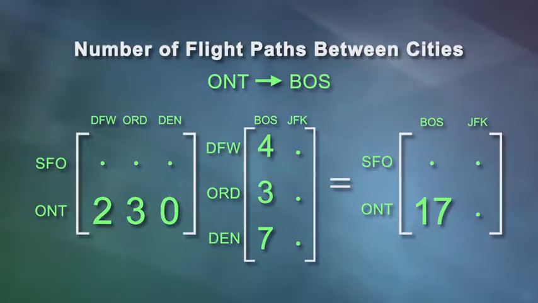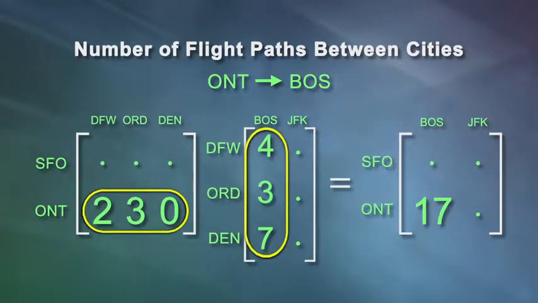Similarly, if you knew the number of flights from Ontario to the other hubs, and from these other hubs to Boston, you can see that the dot product of the Ontario row with the Boston column will give you the total number of ways to make that trip through various hubs. Here the dot product of 2, 3, 0 with 4, 3, 7 is 17.